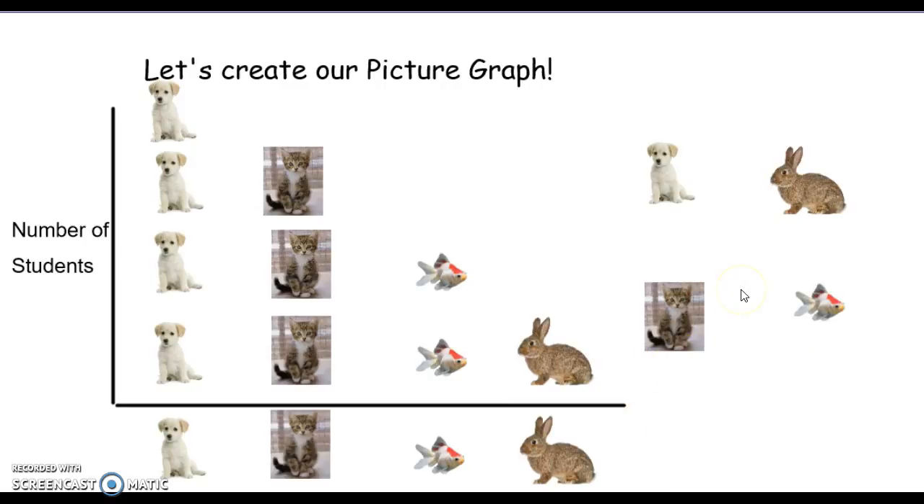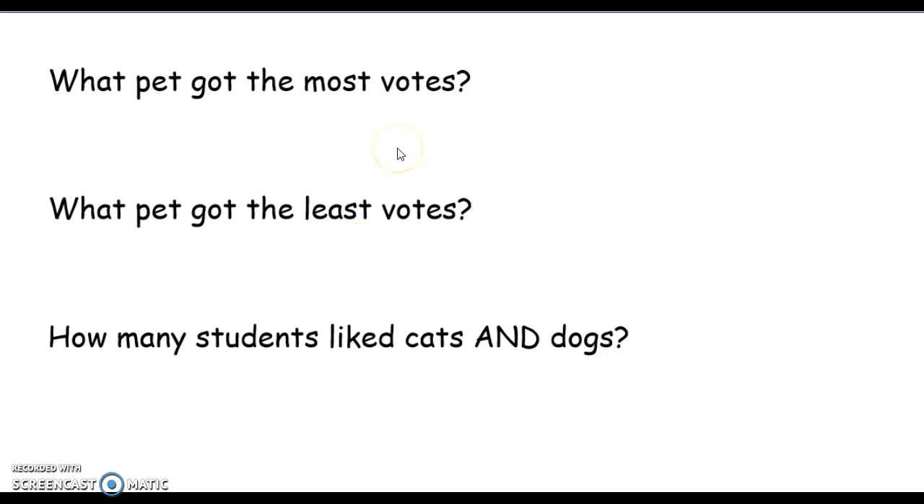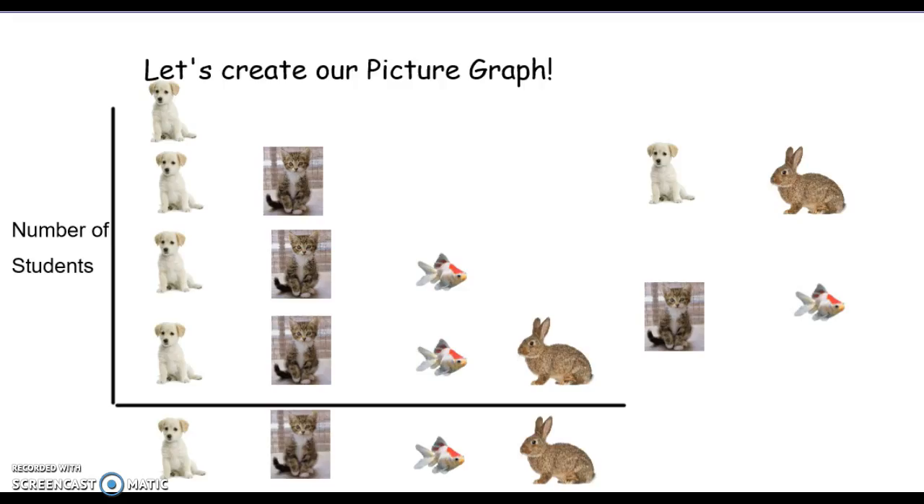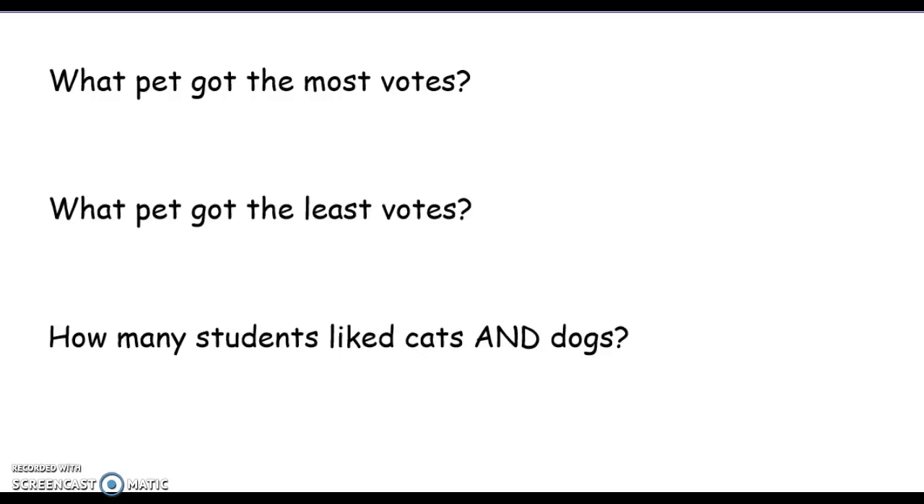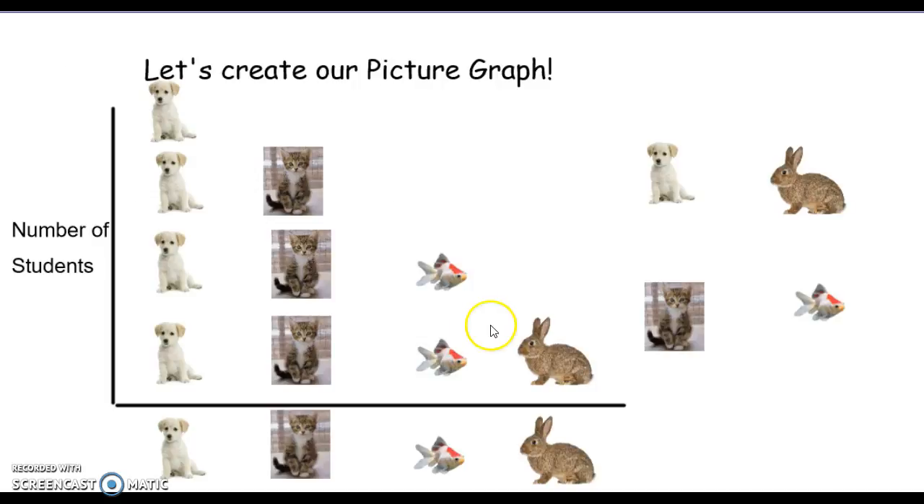So now we can look at this picture graph and be able to find some really important information. The first question I have for you is, what pet got the most votes? Well, if we go back and look at our picture graph, we can tell right away that there are more dogs than any other animal. So our answer would be dogs. What pet got the least votes? That means the lowest amount of votes. Well, if we look here, we can definitely tell that there's only one bunny, so the answer would be a rabbit.